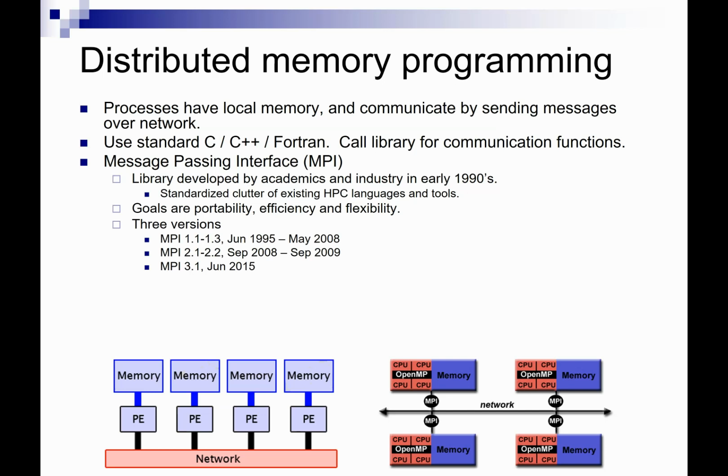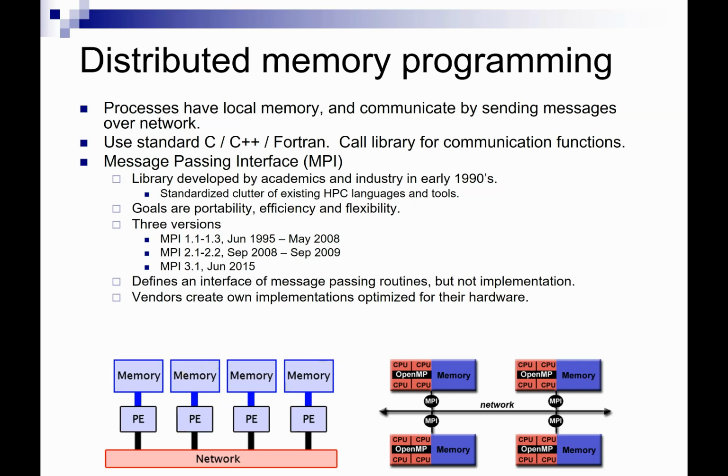There are several versions of MPI. The first version lasted from basically the mid-90s until about 2008. Since then, they've been updating MPI. MPI version 2 came out in 2008, and MPI version 3 came out just a few years ago in 2015.